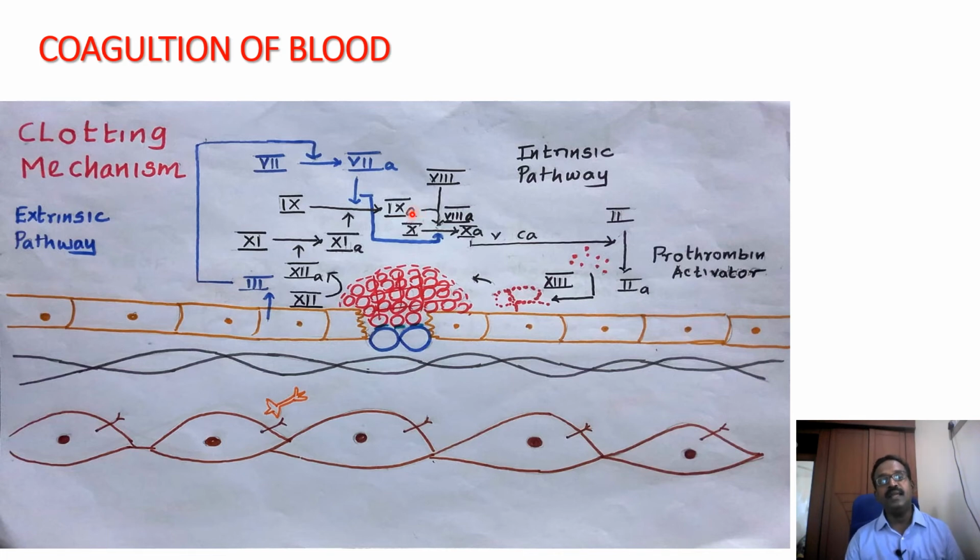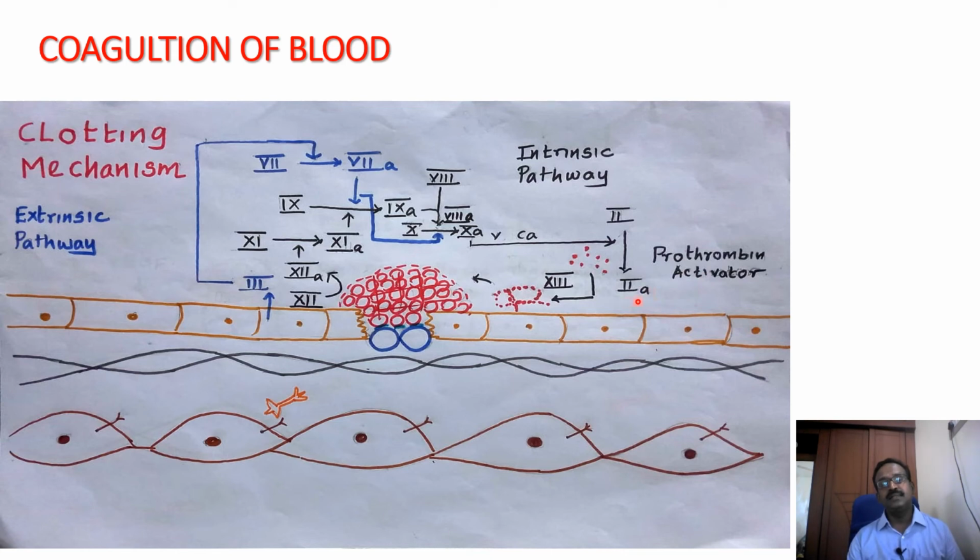The 9A, with the help of 8A, activates 10 to 10A. With the help of factor 5 and calcium, it converts factor 2, prothrombin, to thrombin 2A by the prothrombin activator.